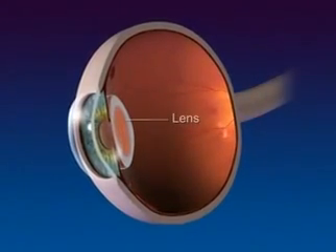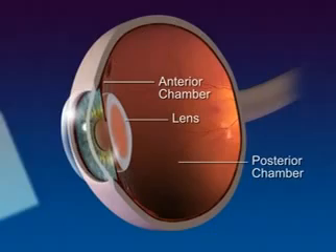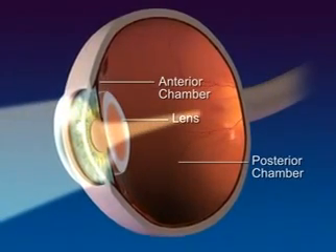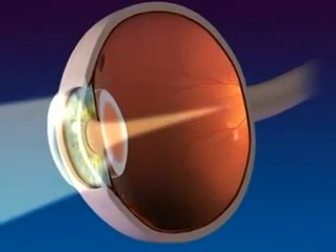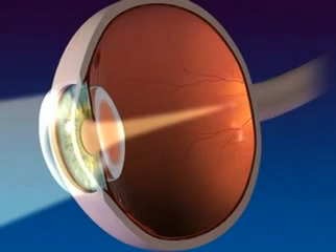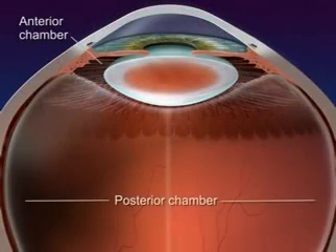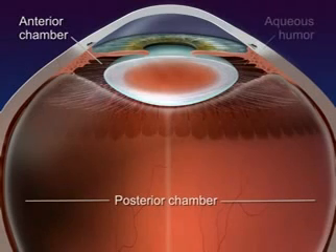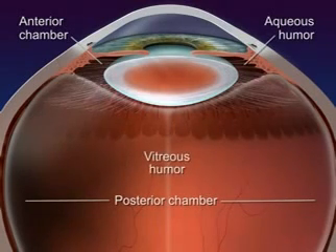The lens is located behind the pupil and between the anterior and posterior chambers. The lens is a transparent, flexible biconvex structure that bends or refracts light rays, so they focus on the nerve cells of the retina. The chambers are filled with a watery fluid that gives shape to the eye and helps refract the light rays. The anterior fluid is called the aqueous humor, and the posterior fluid is called the vitreous humor.